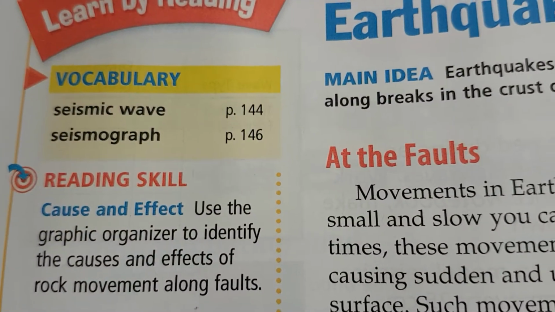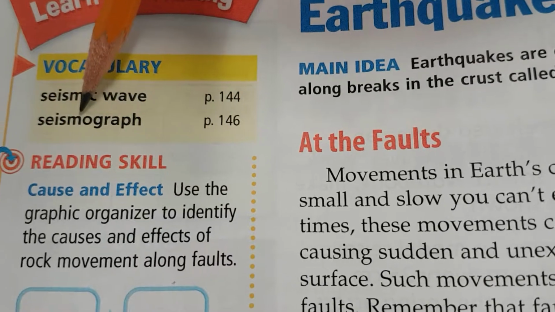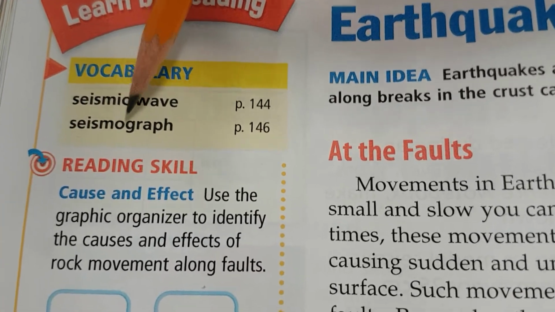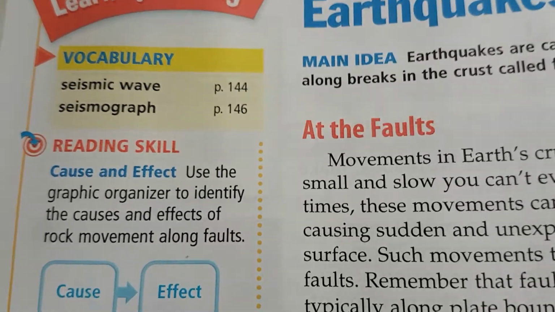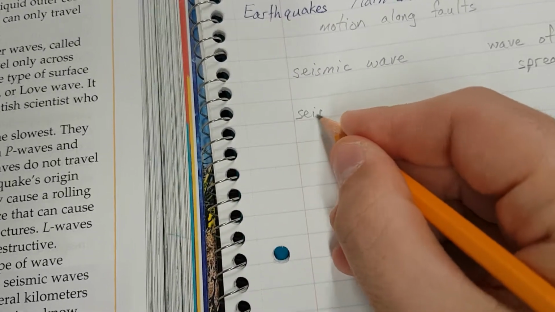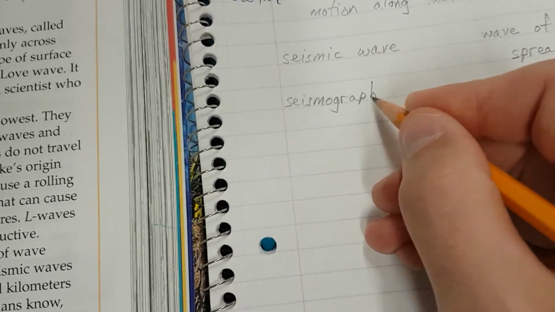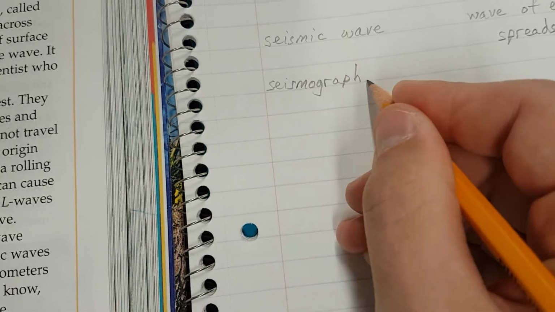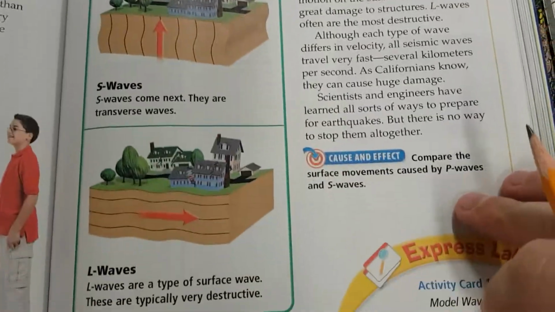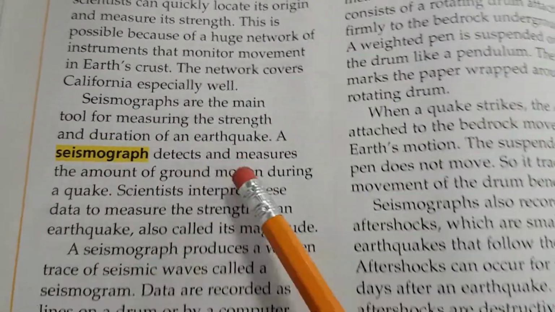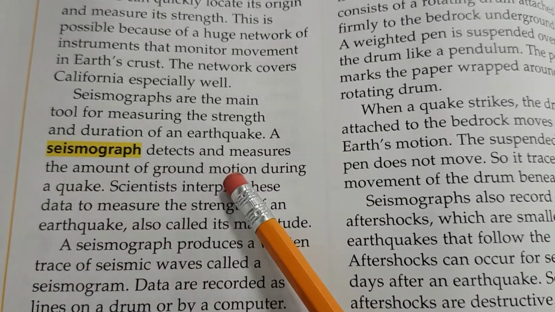Okay, next one, seismograph. Oh, well, there's that same seismo. I bet that has to do with earthquakes and waves, but a graph is like measuring or putting something on a graph. S-E-I-S-M-O-G-R-A-P-H. Seismograph. Page 146. A seismograph detects and measures the amount of ground motion during a quake.